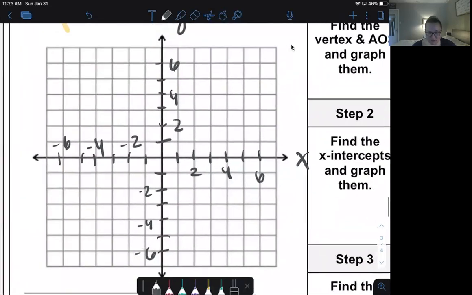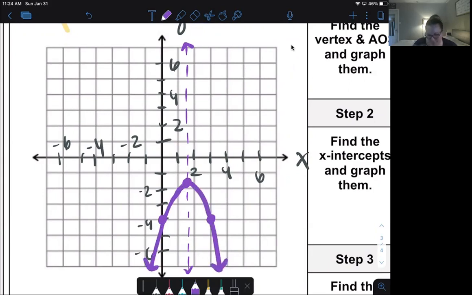So let's plot those points. My vertex was at (1.5, -1.75). So here, let's do our axis of symmetry. There we go. No real x-intercepts. And so I'm going to have a y-intercept at negative 4. I'm going to reflect that to there. And then I'm going to sketch in my parabola.